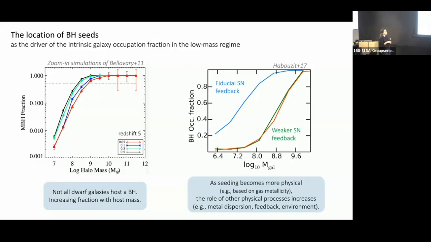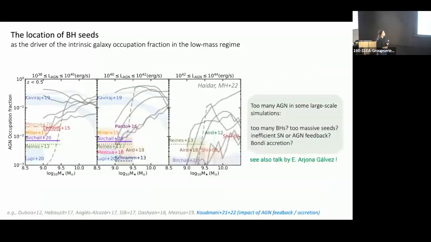What's interesting is that not all dwarf galaxies would actually have a black hole. You can test that if you have a lot of observations of black holes in dwarf galaxies, which is also challenging. As you go to more and more physical seeding, you need to take care of other physical processes that become very important. For example, here we tested different implementations of supernova feedback. Since metallicity is a key ingredient of the model, the way you do supernova feedback will change the probability for a galaxy to have a black hole. With metal dispersion from supernova feedback, the environment also plays a strong role.